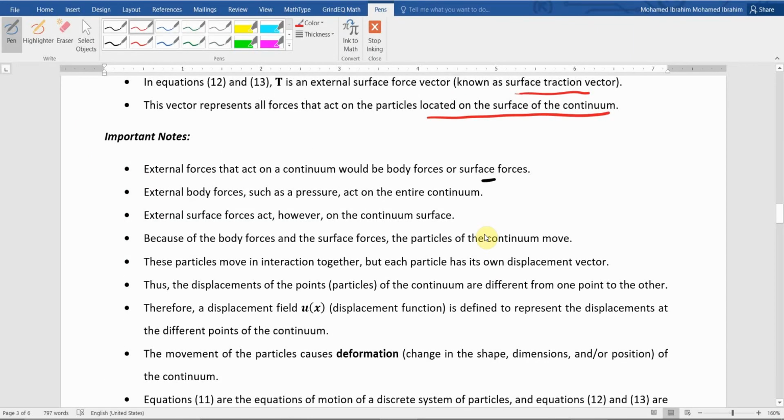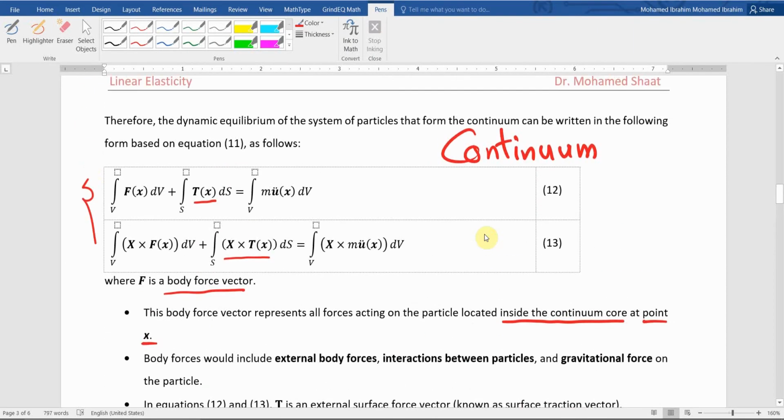Last thing that I'd like to mention here, that these two equations of the continuum equilibrium, we can solve them somehow to find u of x. What is u of x? This is the displacement field. Again, what is a field? As we discussed before in the vector and tensor calculus, this is a function that describes a specific phenomenon.